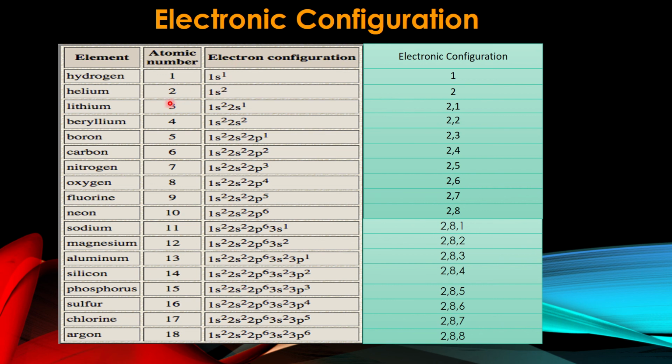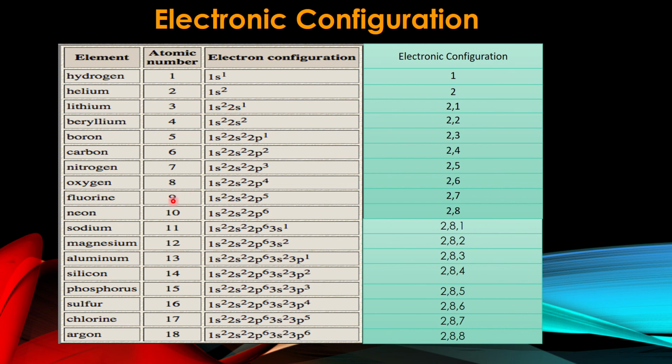Helium, 1s2. Lithium has 3 electrons. The s orbital can hold 2 electrons, and the third electron will go to 2s1. And dear students, look, from there you can also write the electronic configuration in your previous way. For lithium, in the first orbit there are 2 electrons, and in the second orbit there is only 1 electron. This is the orbit number: 1 in 1s means it is the first orbit, 2s means it is the second orbit.